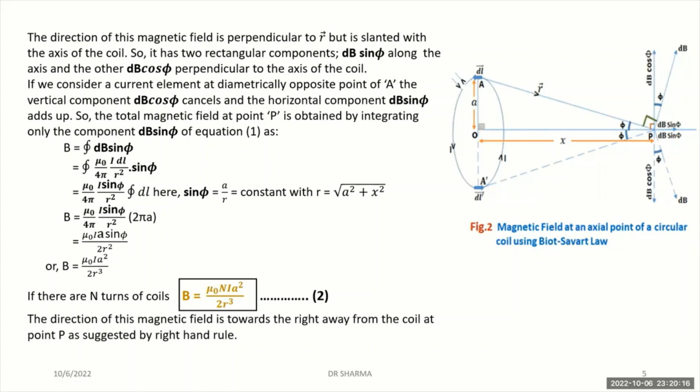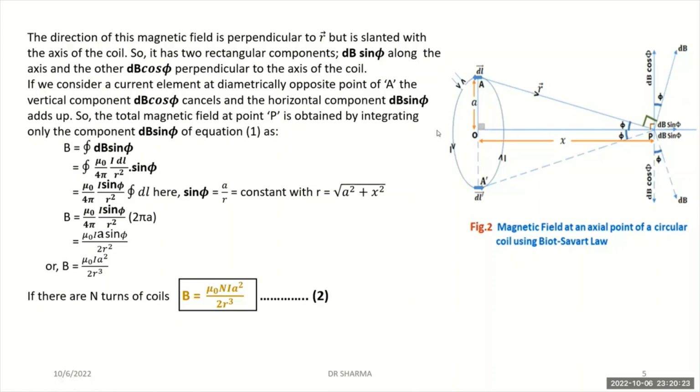The direction of this magnetic field is towards the right at point P, away from the coil, as suggested by the right hand fist rule. Because we have considered the direction of current to be anticlockwise as viewed from point P, the direction of magnetic field is towards the right.